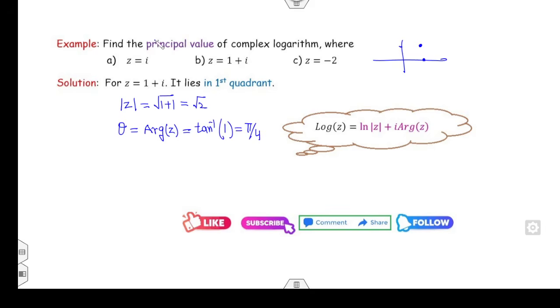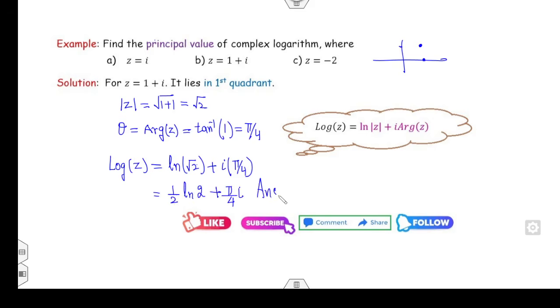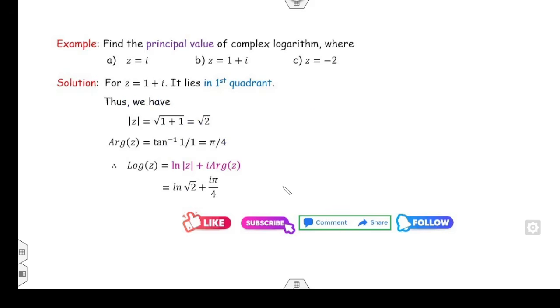So if I substitute the principal value, that means the capital Log, which is ln of root 2 plus iota times the argument. What can I write this as? Taking the power 1/2 forward, half ln of 2 plus pi over 4 iota is the right answer of the problem.